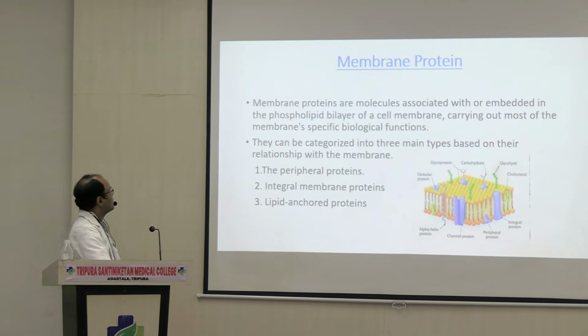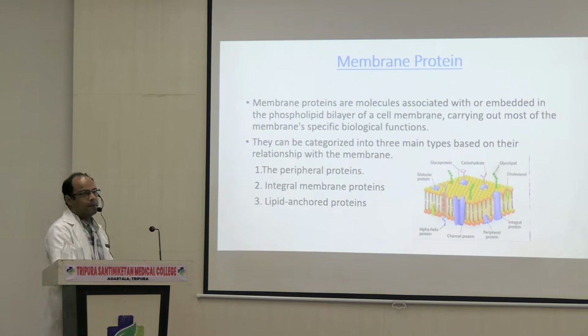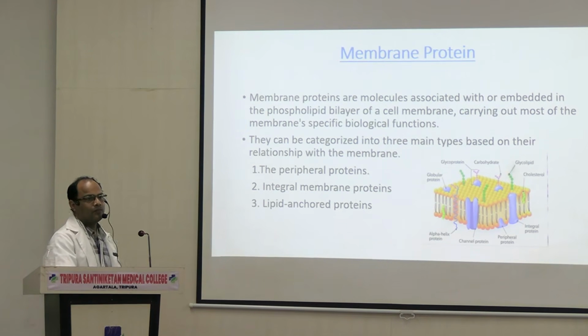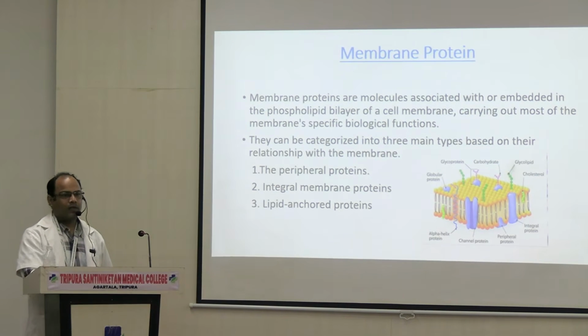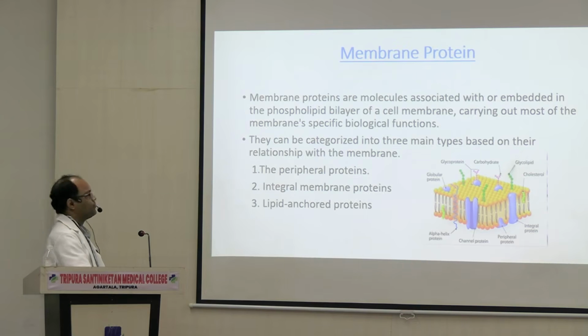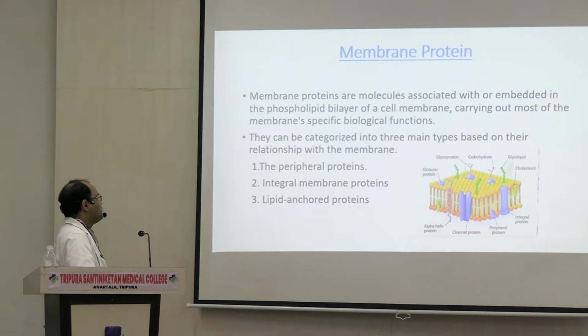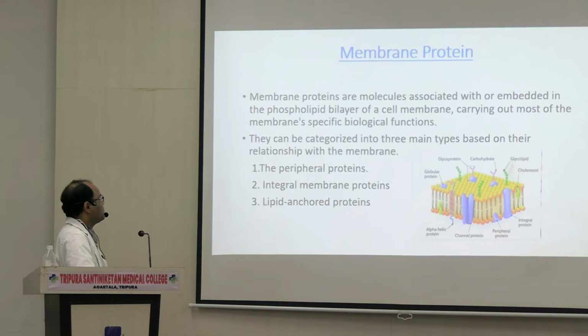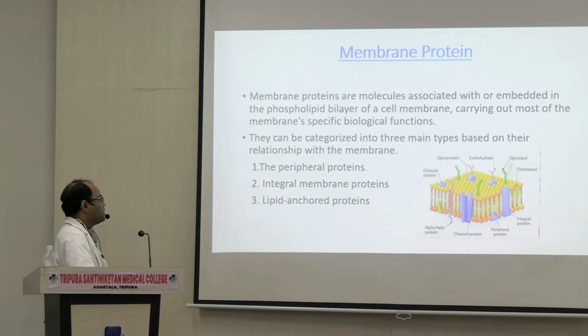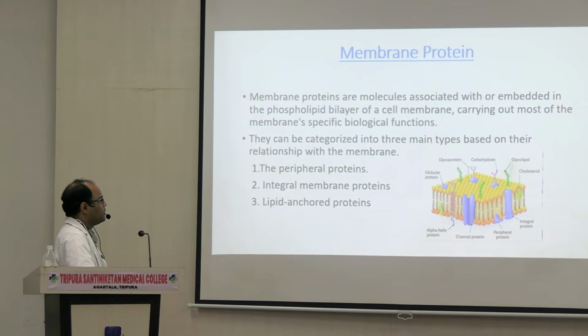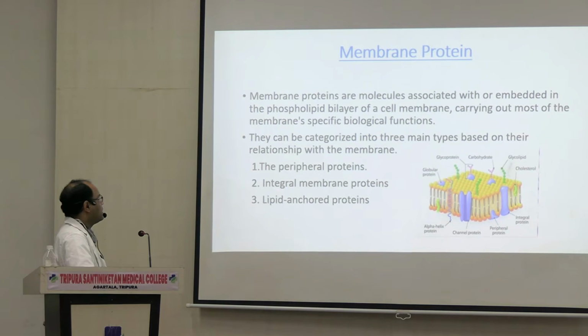Next, membrane protein. Okay. In the cell membrane we have some proteins. They are embedded in the phospholipid bilayer, carrying out most of the membrane specific biological functions. There are three types of proteins. One is peripheral proteins. For example, this is peripheral protein. This is the cell membrane bilayer. This is peripheral protein. This is some integral protein.